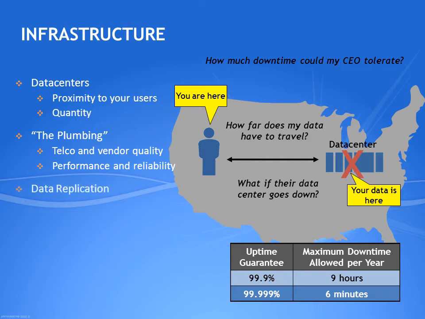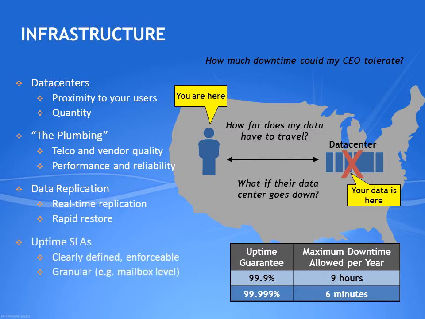Another thing to consider is data replication. How much time it takes to replicate data from one data center to another. Are they backing up nightly? Is it happening simultaneously? Also, service level agreements. Do they offer them? Do they guarantee that you're going to be up a certain amount of time and that your data is going to be available again should something happen?